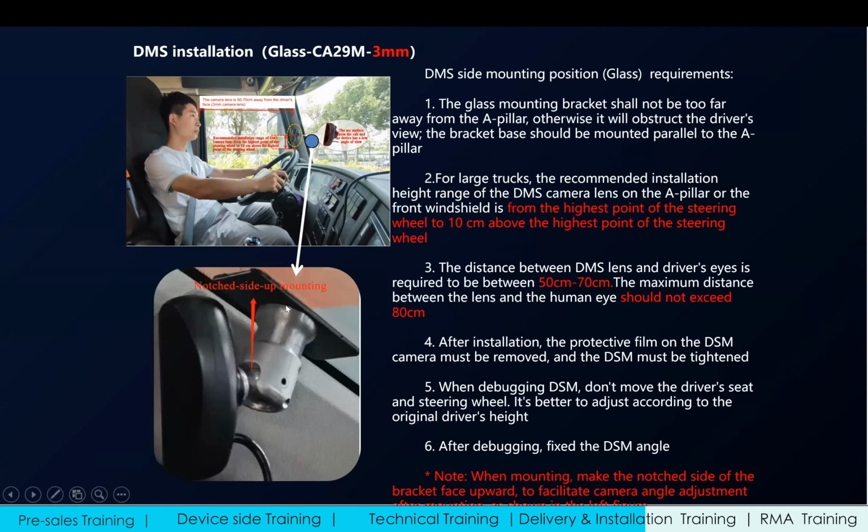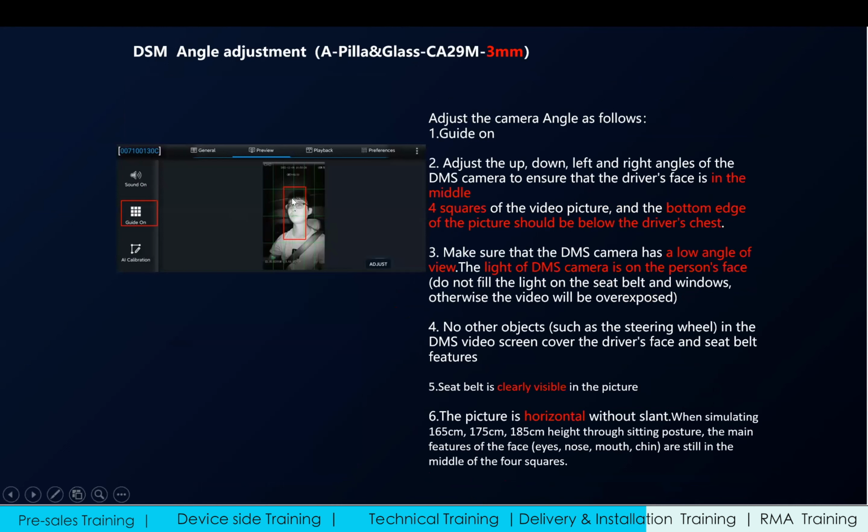For the glass mounting camera, the requirement is the same, just a different installation way. And for this camera, after installation, the view will be a little different, but the requirements are the same. Make sure the driver's face is in the middle 4 squares, grids, and also the light is focused on the driver's face. The safety belt is clear, and also the steering wheel does not appear too much. That's it. Same requirement for all the DMS cameras.